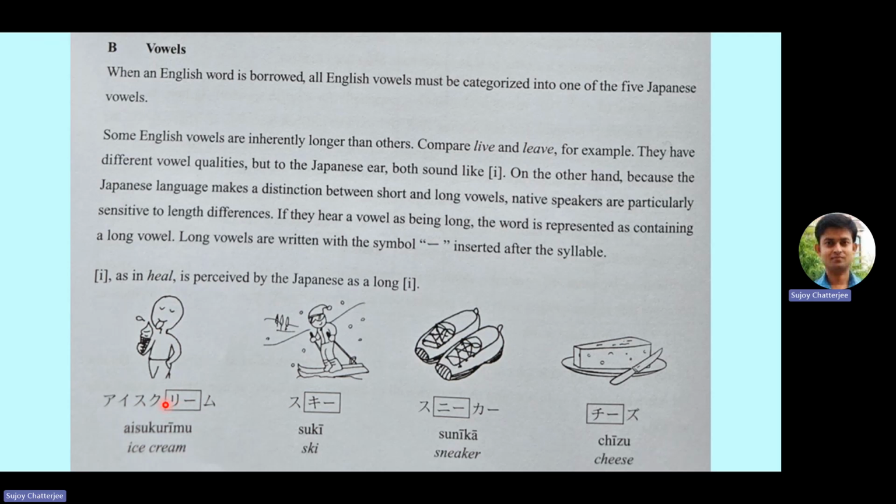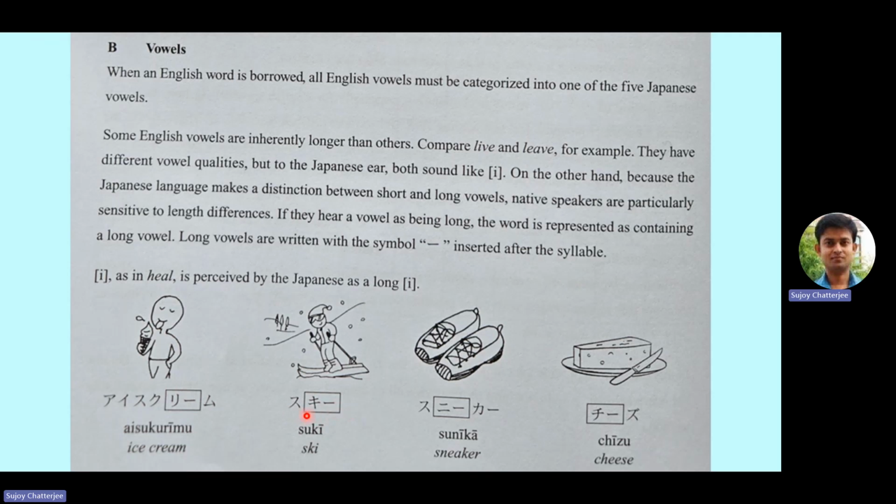This is re, and together it is re. It's a long vowel sound. Aisu kurimu. This man is skiing on the snow. So it's ski. If we want to say ski, then it's suki.